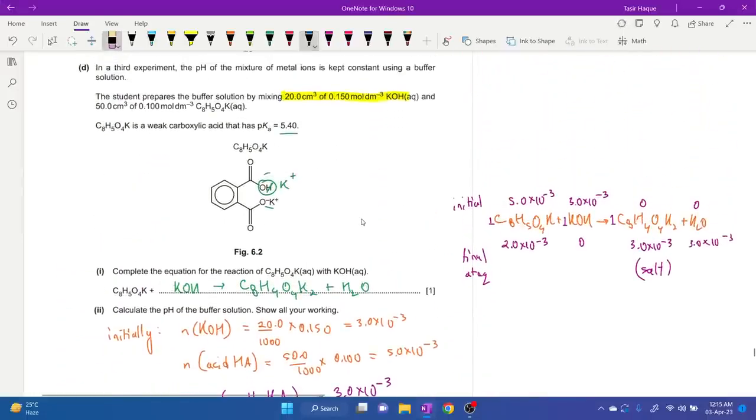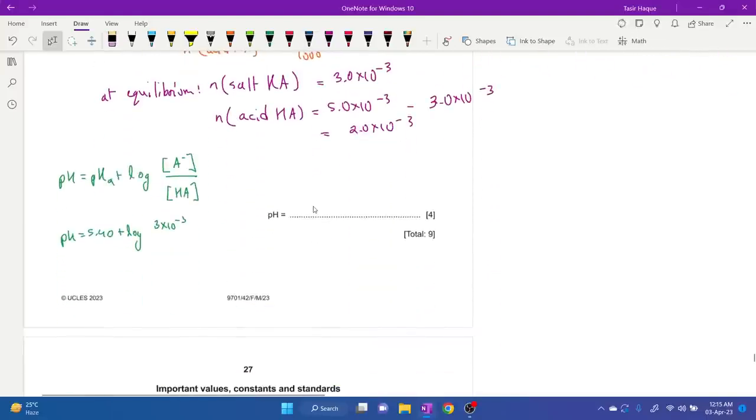50 plus 20, right? We have 50 plus 20 cm cube, which is 70 cm cube. I do get that, but that actually cancels out. Okay, so 70 cm cube by 1000 is 0.070. Both of them are divided by this, so it actually cancels out. So that's 2 into 10 to the power minus 3 divided by 0.070.